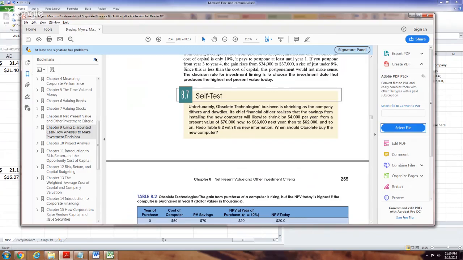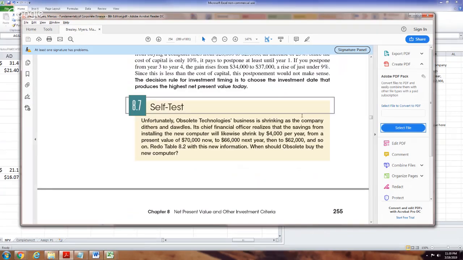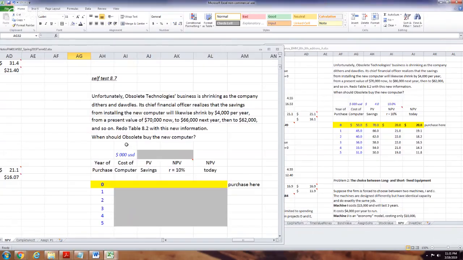The next piece of this, the business is shrinking as a company, whatever. Okay, something bad happens to the company. The CFO realizes savings from installing the new computer will shrink by $4,000 a year, from 70 to 66 next year. So we're going to recompute the table with a declining benefit. Okay, that's basically what we're going to do.